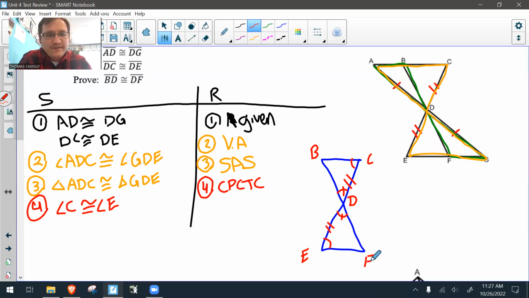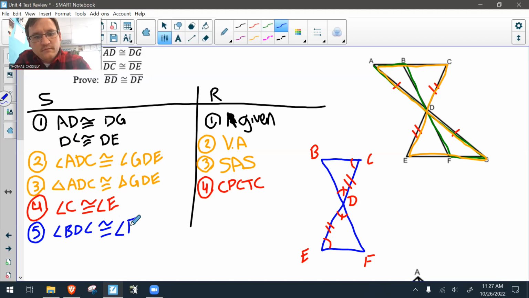You cannot say angle D is congruent to angle D. That doesn't make any sense. So on the blue triangle, we know that angle BDC is going to be congruent to angle FDE. All right. How do we know that? Again, those are vertical angles.